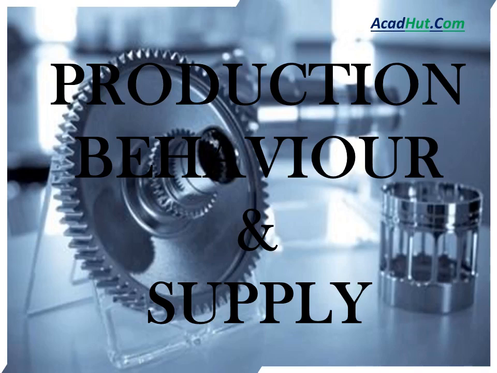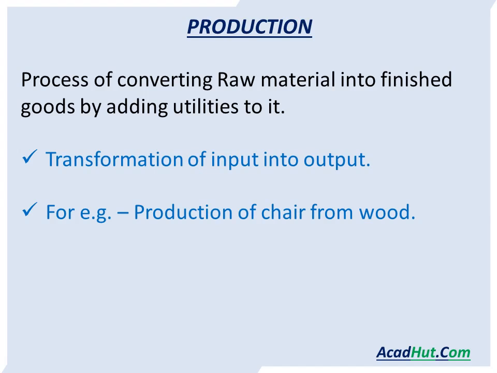Hello everyone, here we come on to the topic production behavior and supply. Now we start with the production, which is the first part of this unit. What is production? Production is the process of converting raw material into finished goods by adding utilities to it.